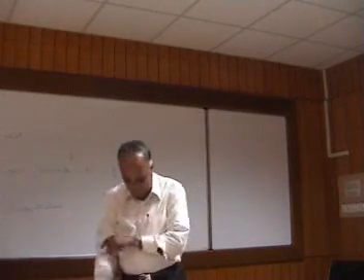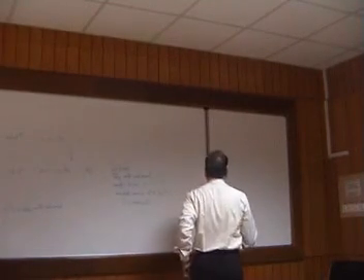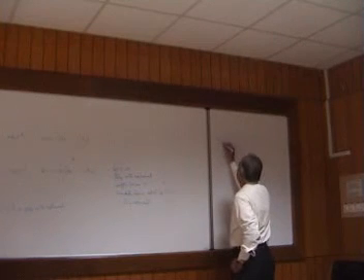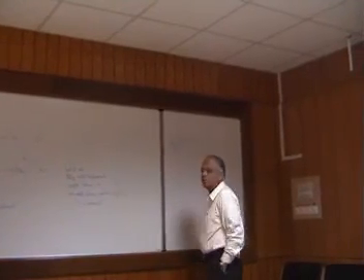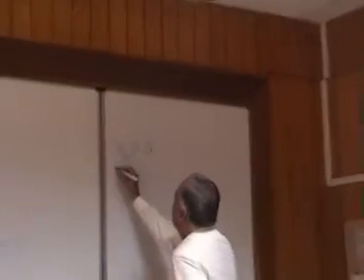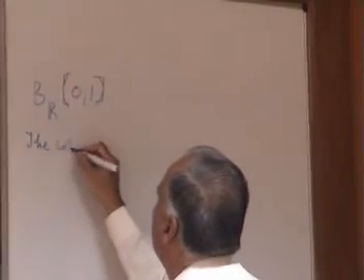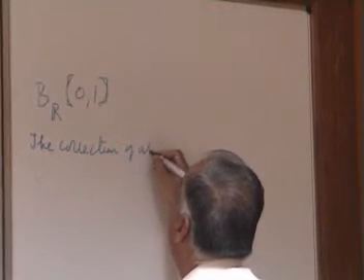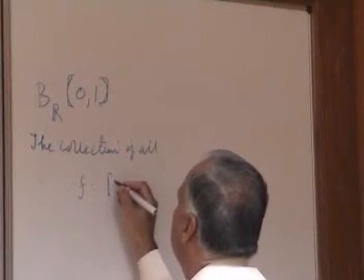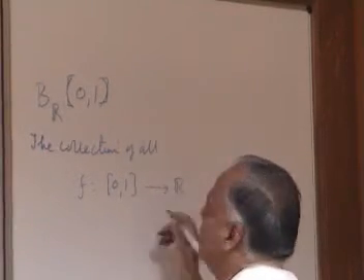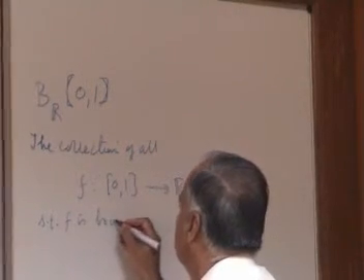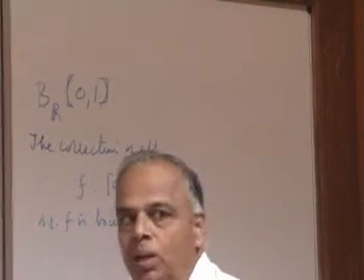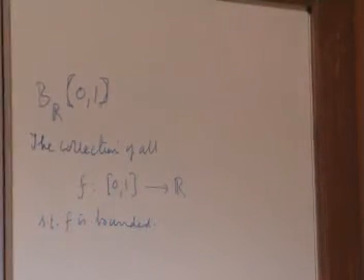Let me give you one more example. I've got a few minutes' time, so I'll just give you another example. This is B_R[0,1], the collection of all functions mapping from [0,1] to R, where B stands for bounded, such that now I'm no longer asking for continuous, I'm looking only for bounded functions. What happens?